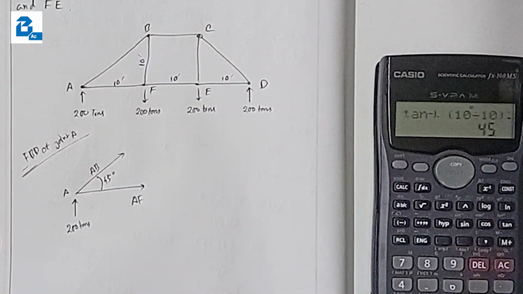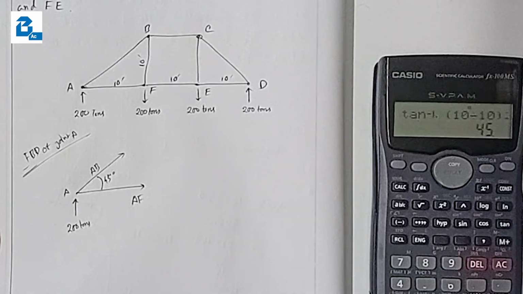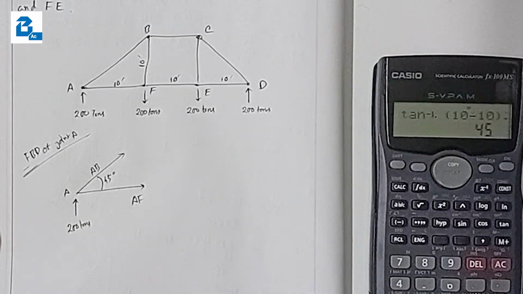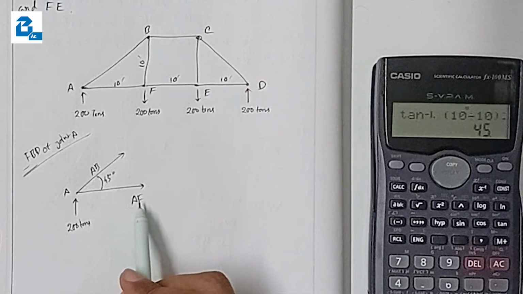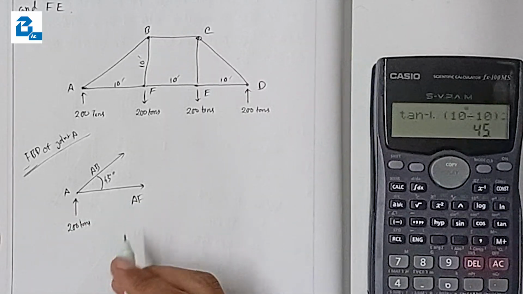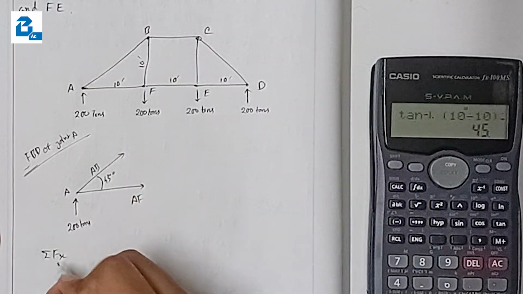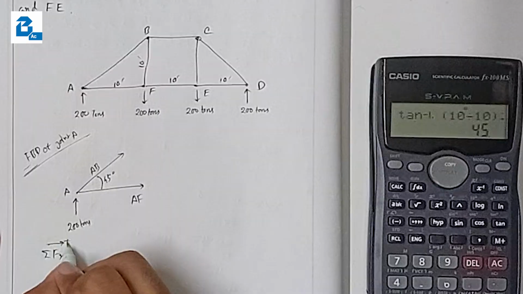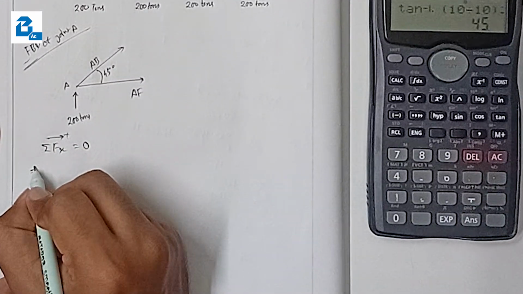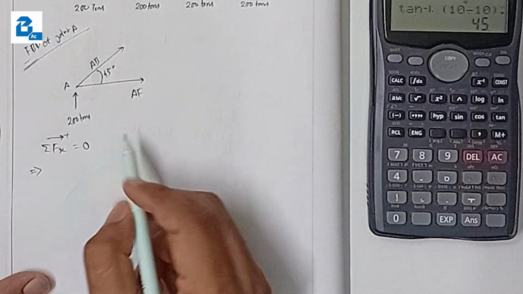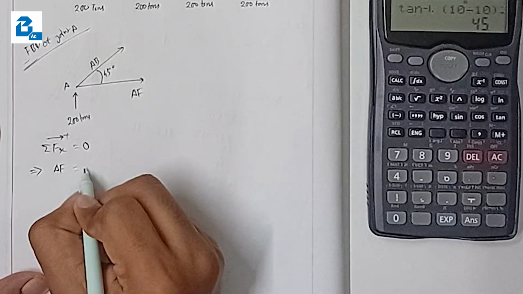Now let's solve it. First, let's find the summation of all the horizontal forces. Since there is no horizontal force acting against the member AF, we get summation of Fx, where rightward is positive, equals 0, and since we have only one horizontal force, which is AF, it will equal 0.